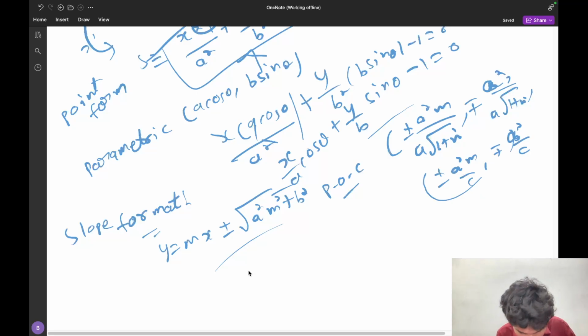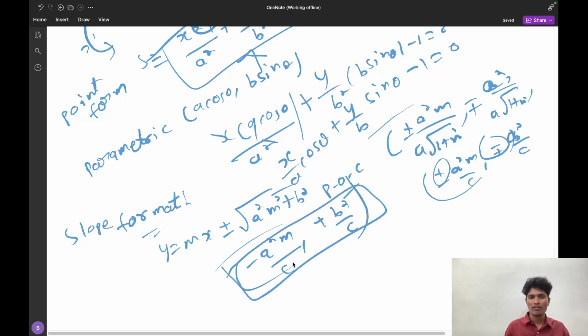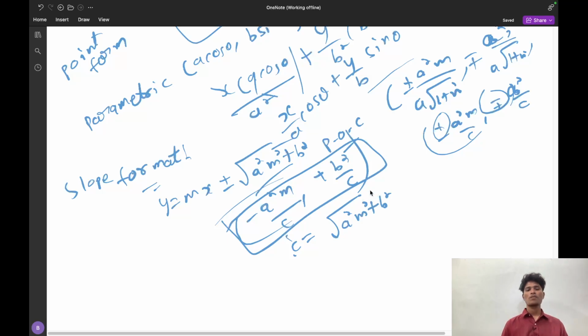But here the point of contact changed. The point of contact here is minus a square m divided by c comma plus b square by c. I think this is the main important thing you have to understand. Here you will get 4 points of contact, but here you will get only 1, that is minus a square m by c comma plus b square by c. What is c here? c is equal to root of a square m square plus b square. That's it.